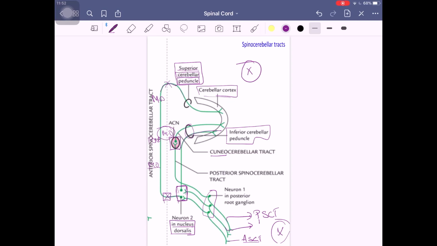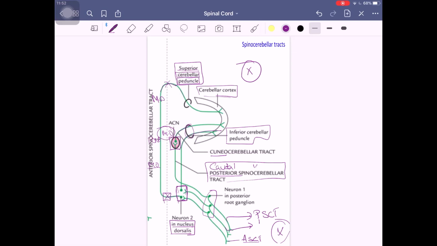So from the same cuneate nucleus, you see your fibers are starting. These are your posterior spinocerebellar fibers only. So this one is what we call the caudal. So this was your caudal spinocerebellar, which is your posterior.